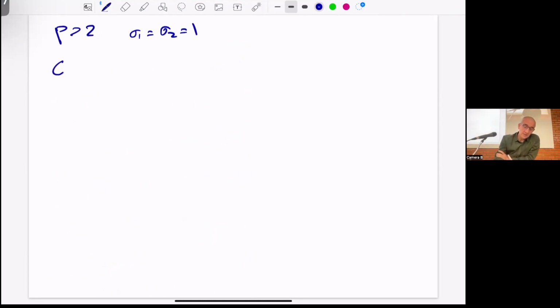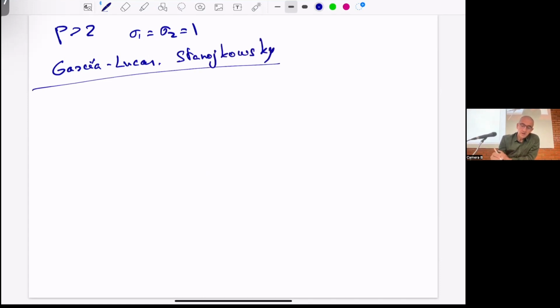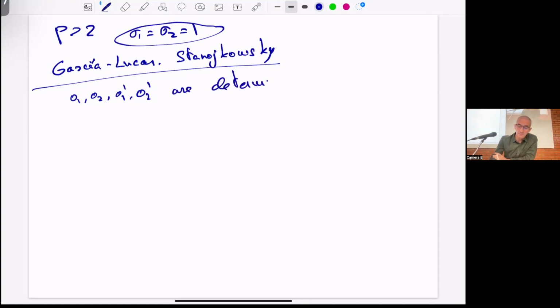And then with García Lucas and Stanovsky, we prove that also O1, O2, O1 prime, and O2 prime. Remember, we already have the first 6 invariants recognizable by the group algebra. So we prove that the next 4, well, the next 2 in this case cannot be different because they are equal. And then for the next 4, we prove that they are also determined by the group algebra for every field of characteristic p. But we still don't know about the last 2.